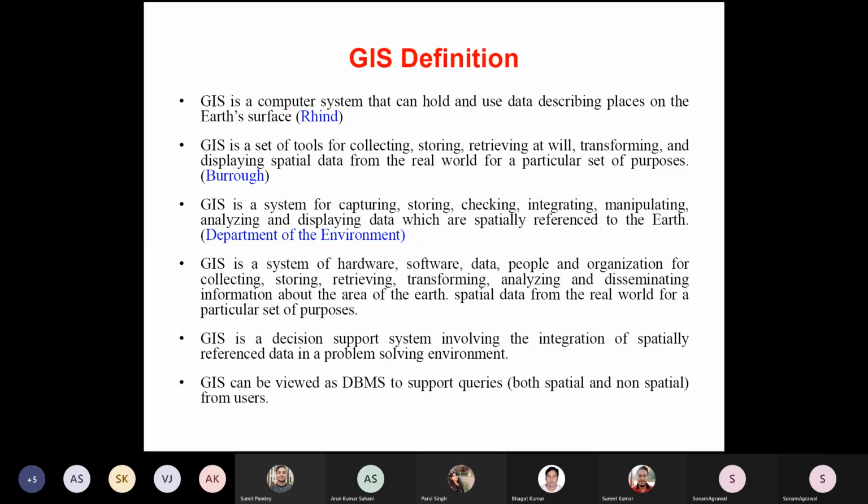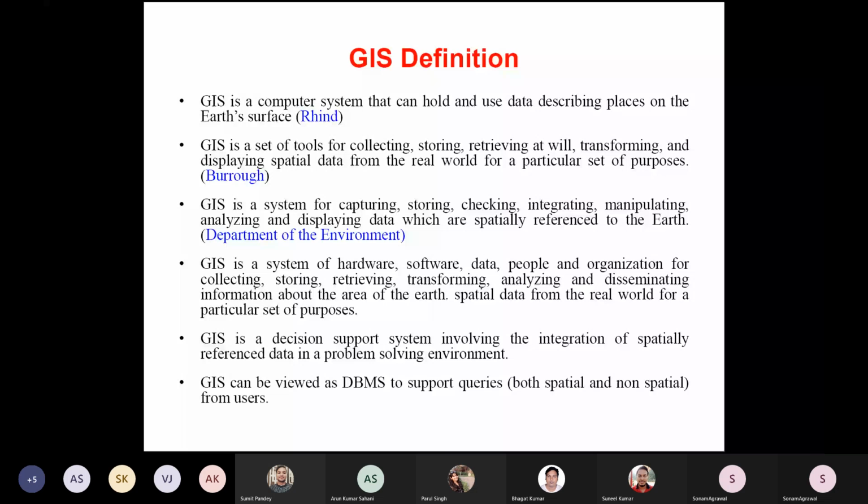So these are the different definitions which are listed over here. Among these definitions, the second definition is very popular. It is given by Burrough. In your copy, write down this name, P. A. Burrough, Peter A. Burrough. Peter A. Burrough is a very popular name in the field of GIS, and he has given some of the initial books in GIS.